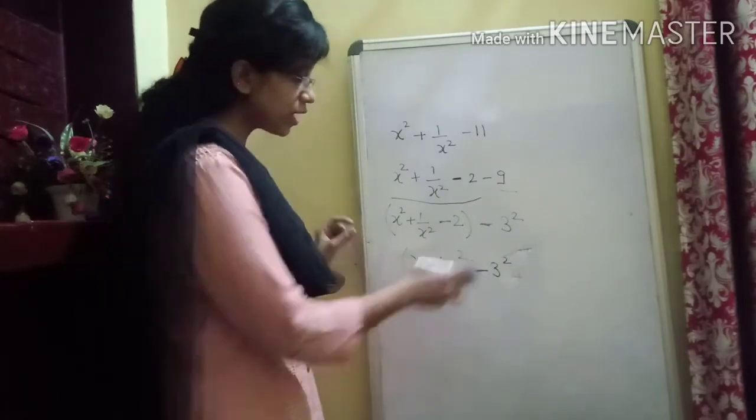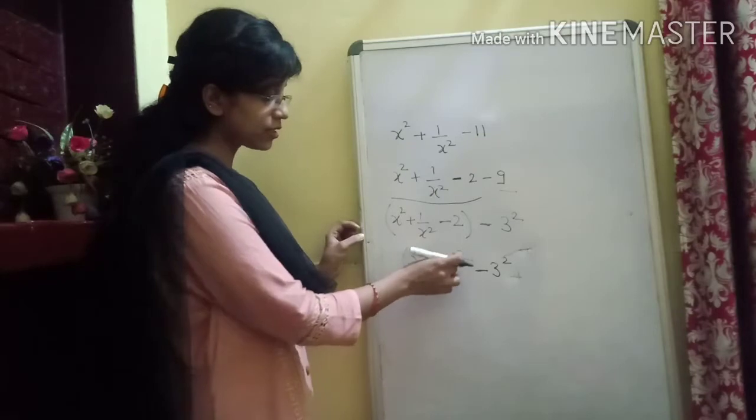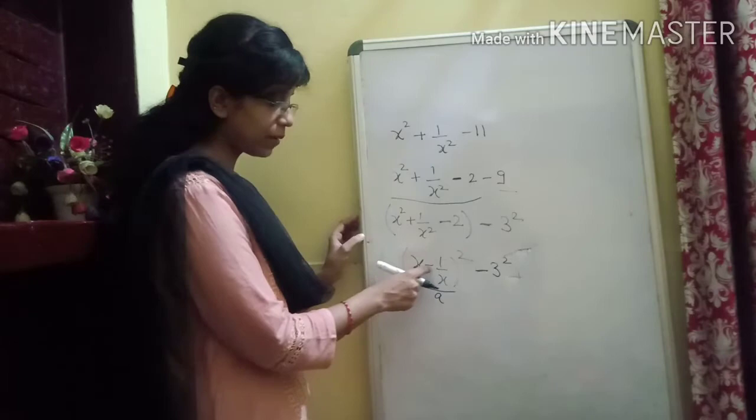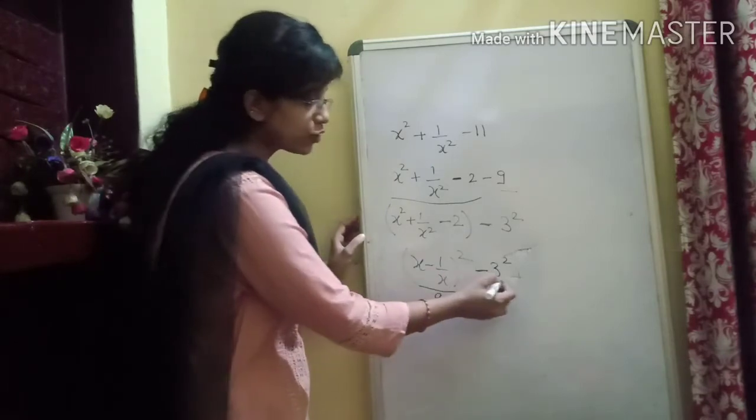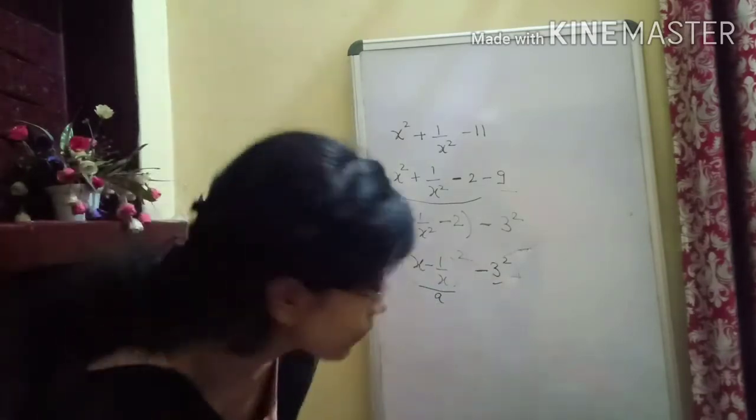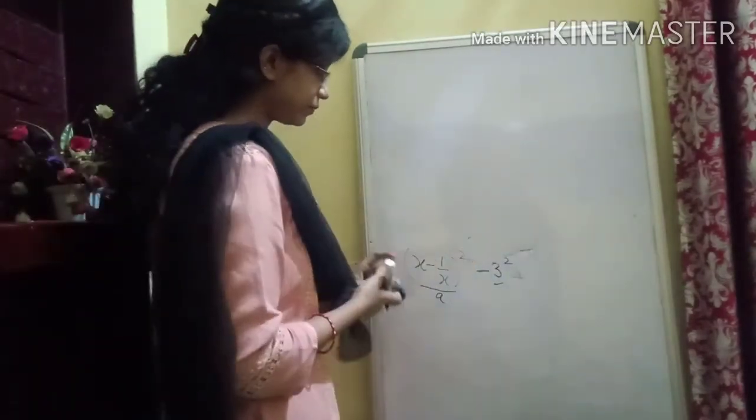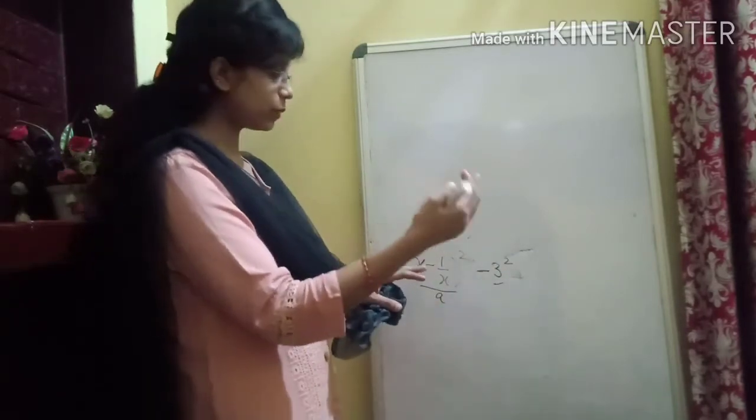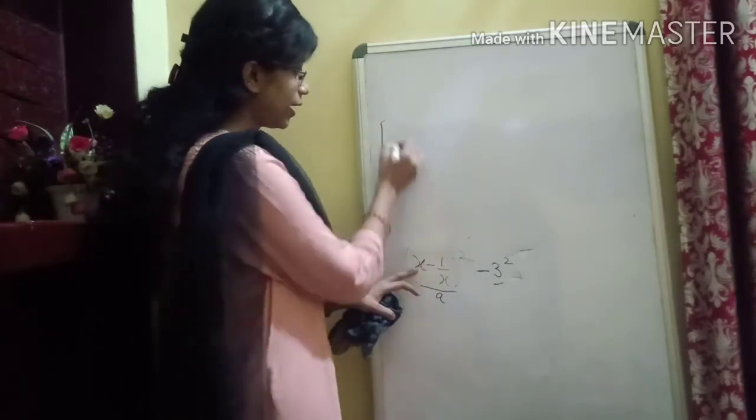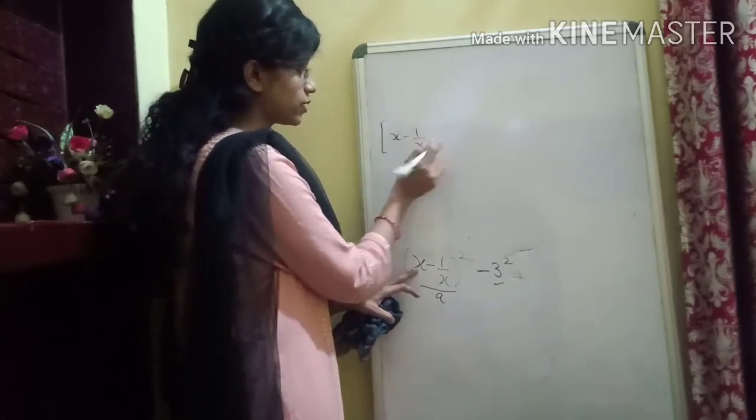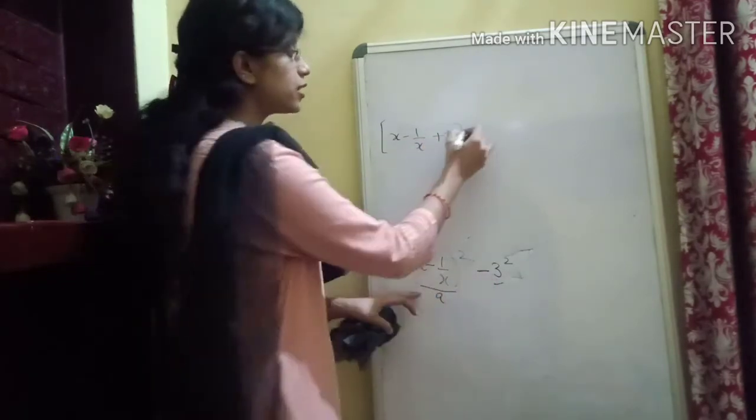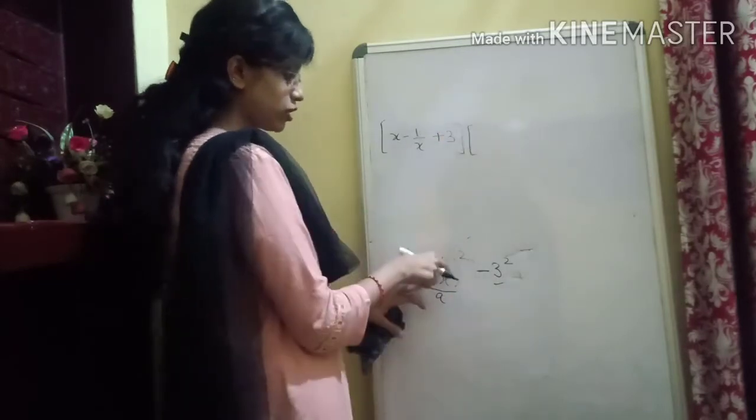Okay, so here if you see, again it has now reduced to a square minus b square, where your a is this whole term, x minus 1 upon x, and your b is 3. Okay, so now if I write this further, it is a square minus b square, which is a plus b and a minus b. So in one bracket, a is your x minus 1 upon x, plus b is your 3, and in another bracket a minus b, what is your a?